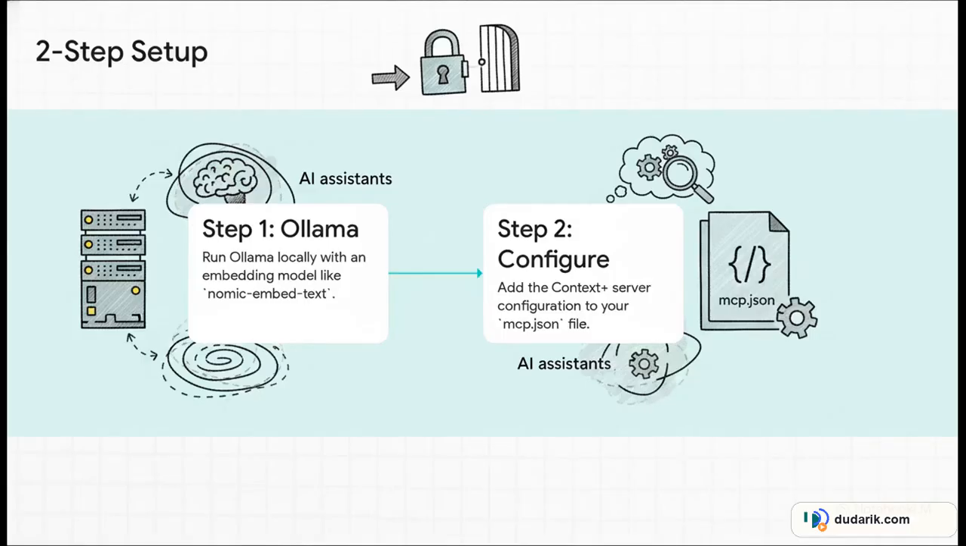The setup is actually, and I was surprised by this, refreshingly simple. First, you just need to have Ollama running on your machine with an embedding model. The docs suggest using nomic-embed-text. Then second, you just add the Context Plus server info into your mcp.json file, which is the standard config file for these kinds of tools. And that's it. You're good to go.